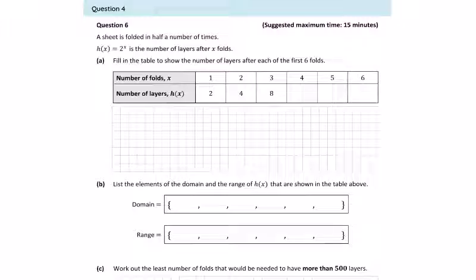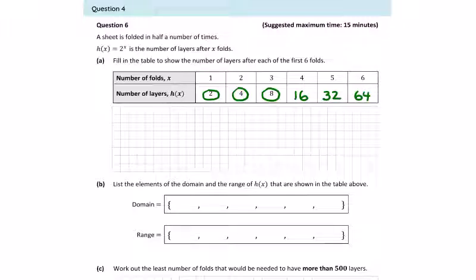In this question, a sheet is folded in half a number of times. H of x is equal to 2 to the power of x is the number of layers after x folds. So 2 to the power of 1 is equal to 2. 2 to the power of 2 is equal to 4. 2 to the power of 3 is equal to 8. That's all we're doing here. We've got our exponential 2 to the power of x, 16, double 32, double 64.